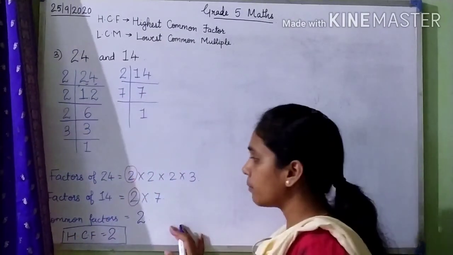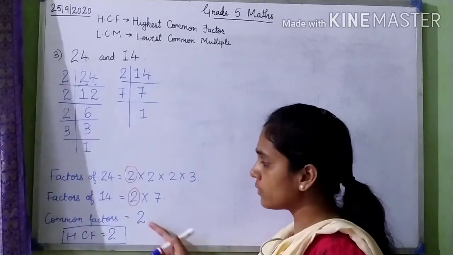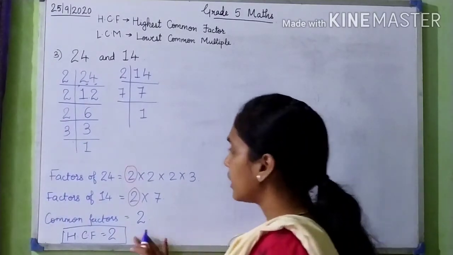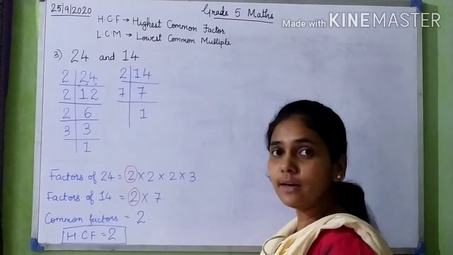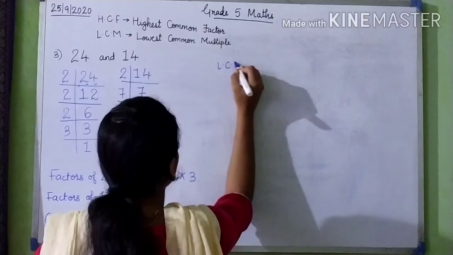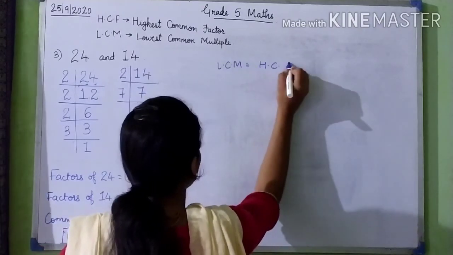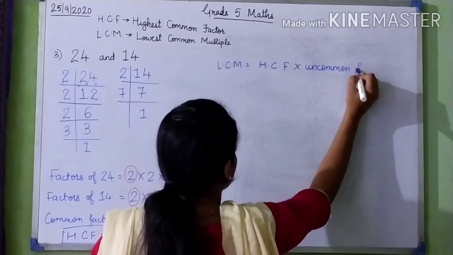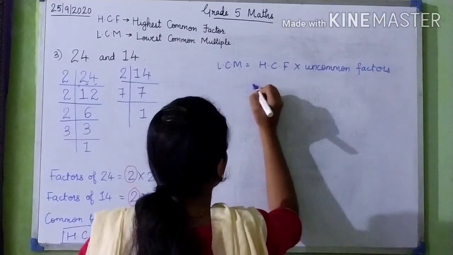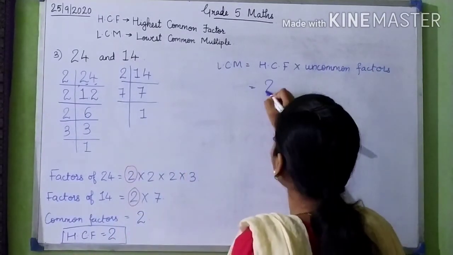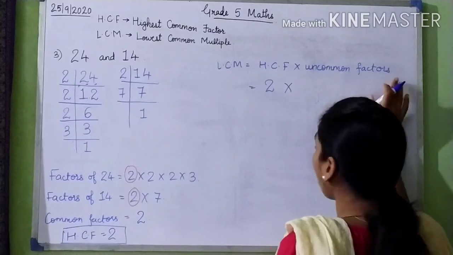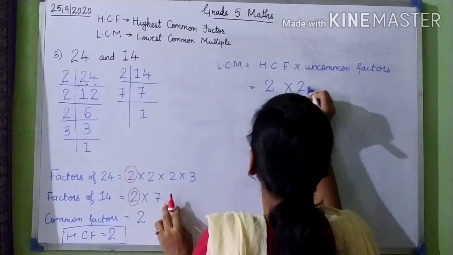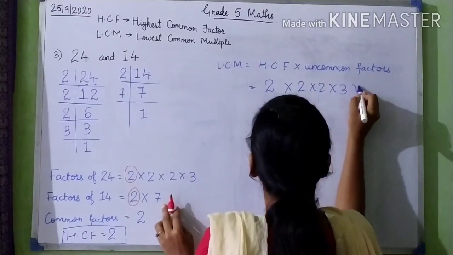If we get more than one common factors, we need to multiply them to get the HCF, as we saw in the first sum. So now we have got the HCF. Now we have to find the LCM. To find the LCM, we know the formula is HCF multiplied by uncommon factors. What is the HCF now? We have found out it is 2. So I put 2 in place of HCF, and then the uncommon factors. Which factors are remaining here? 2 into 2 into 3 into 7. So I multiply 2 into 2 into 3 into 7.